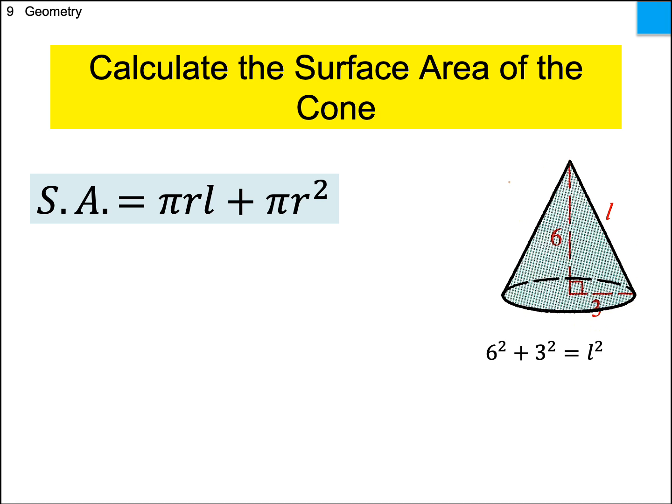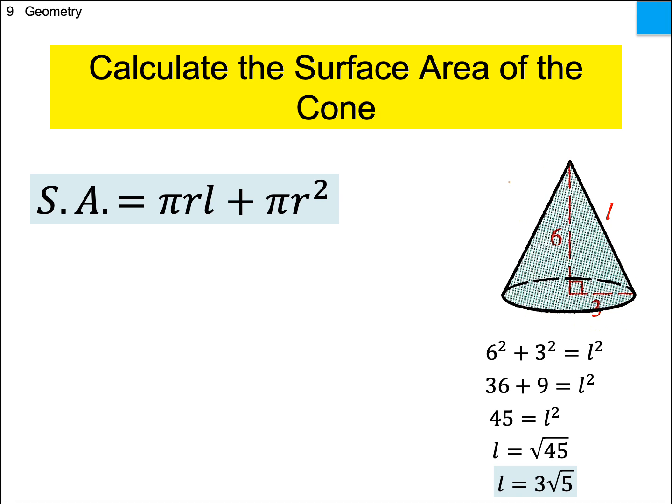So let's see. 6 squared is 36. 3 squared is 9. It gives me 45. So L is equal to root 45. Okay, now I've got the numbers I need. L is root 45. R is 3. Oh, by the way, I didn't realize that 9 times 5 is 45, and the square root of 9 is 3. So 3 root 5. Sorry about that.